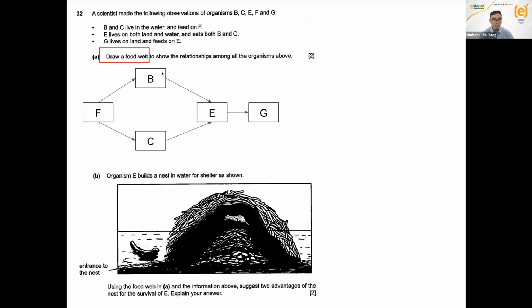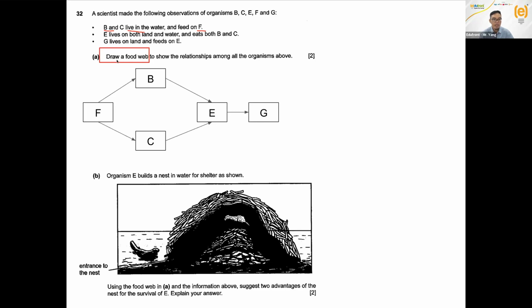Okay, so firstly, food web. Right, so when you draw a food web, make sure you draw the arrow with the arrowhead pointing in the correct direction. Okay, let's see here. So B and C live in water and feed on F. This arrow means F is eaten by B, F eaten by C, B eaten by E, C eaten by E, and E eaten by G.